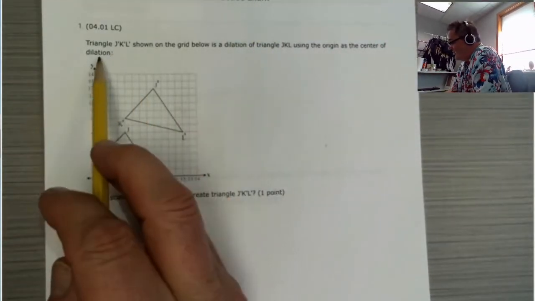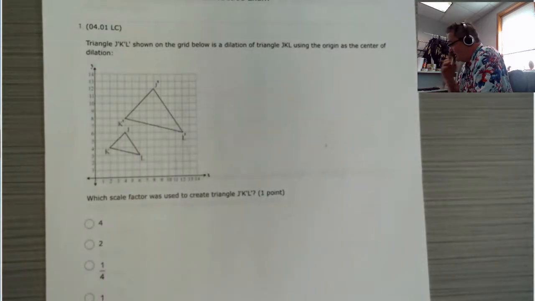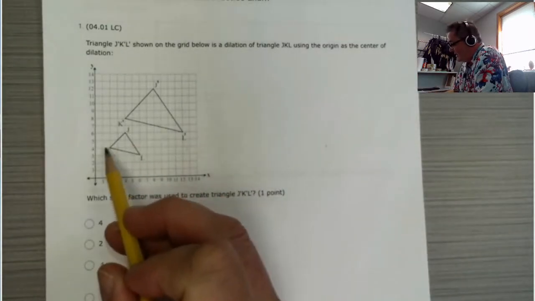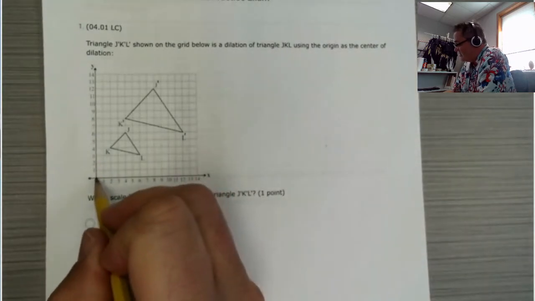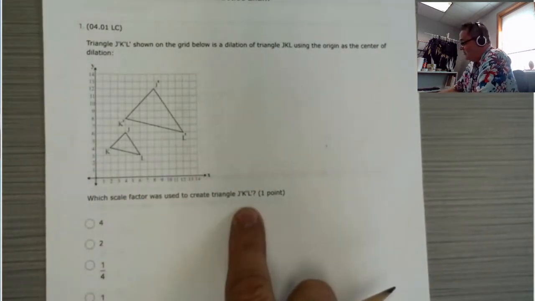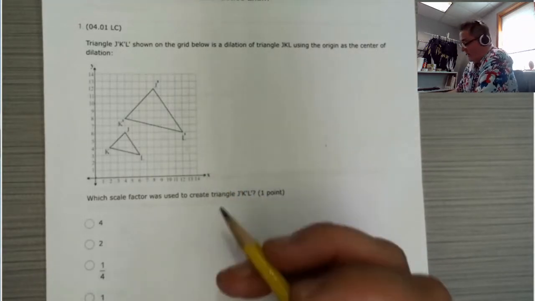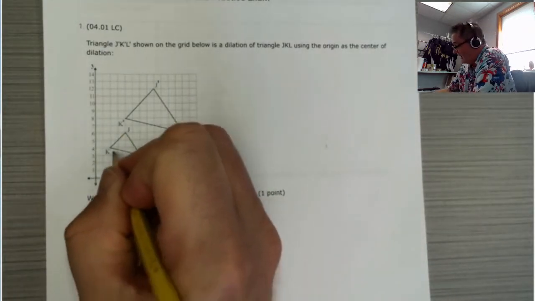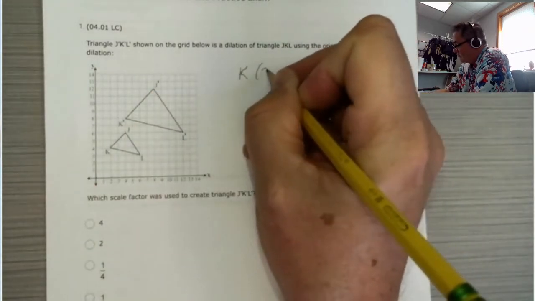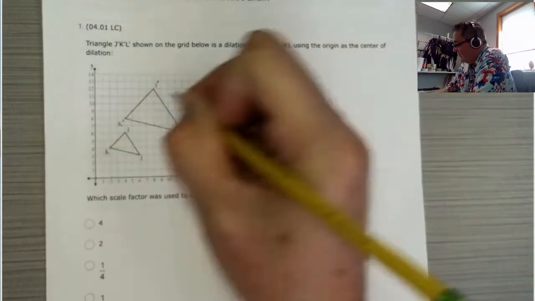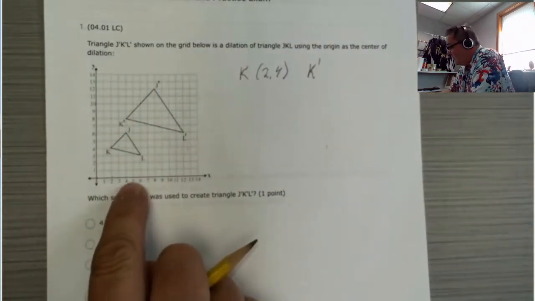Let's start with this. A triangle JKL prime, so that is the larger one here, is a dilation of triangle JKL, using the origin as the center of dilation. So here's our center. What scale factor was used to create this one? All right, well, let's do that by looking at the points. So point K, let's look at K. K is 2, 4. And K prime is 4, 8.